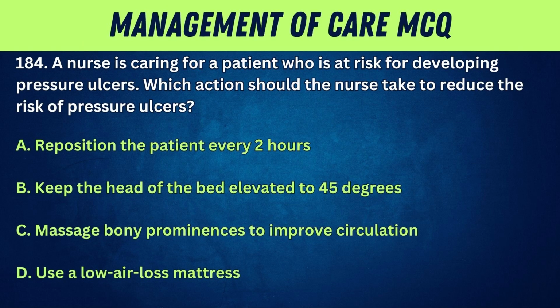184. A nurse is caring for a patient who is at risk for developing pressure ulcers. Which action should the nurse take to reduce the risk of pressure ulcers? A. Reposition the patient every 2 hours. B. Keep the head of the bed elevated to 45 degrees. C. Massage bony prominences to improve circulation. D. Use a low air loss mattress.